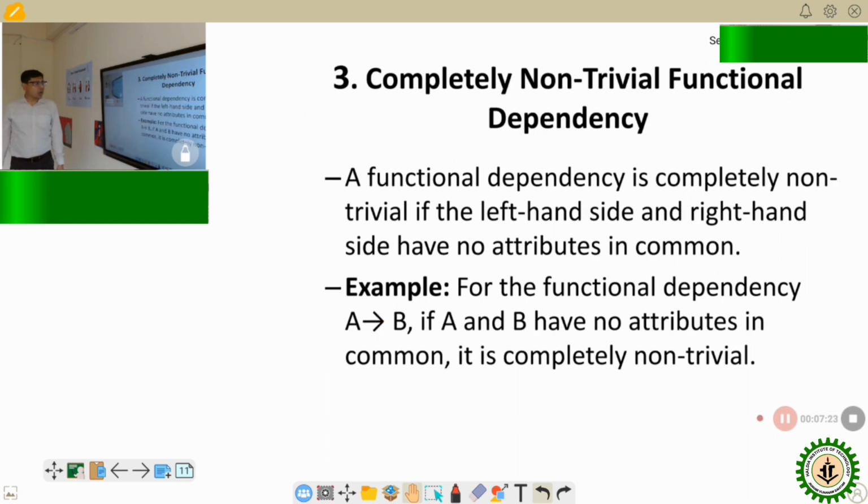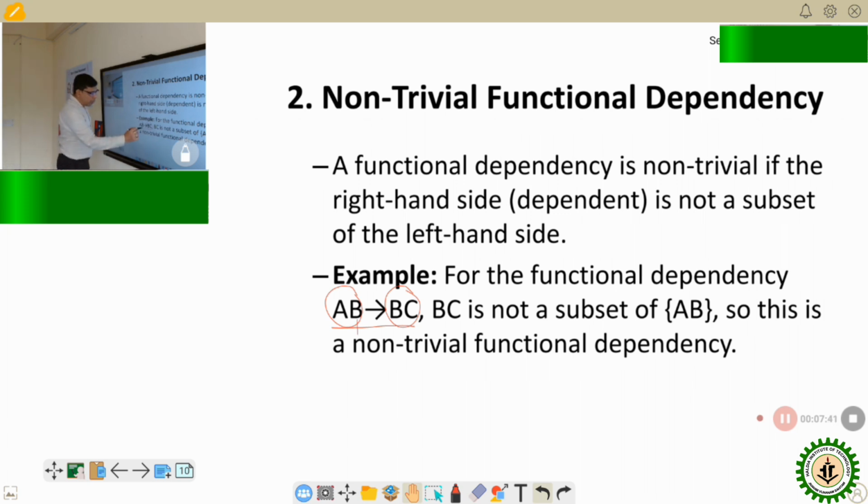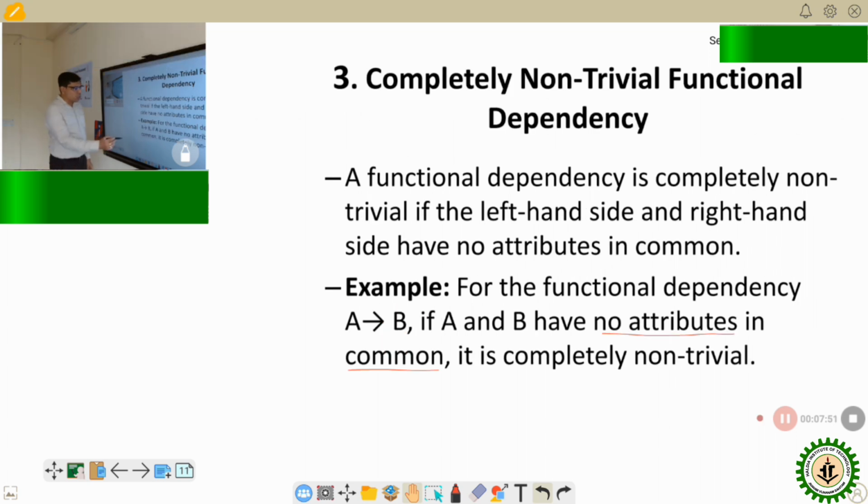Next, completely non-trivial functional dependency. Non-trivial functional dependency and completely non-trivial functional dependency: there is only one difference. There is no attribute in common in the left hand side and the right hand side. In my previous slide, here the attribute B is common, but BC is not a subset of AB. That's why it is called the non-trivial functional dependency. But here there is no common attribute in the left hand side and the right hand side. Therefore, it is called completely non-trivial functional dependency.